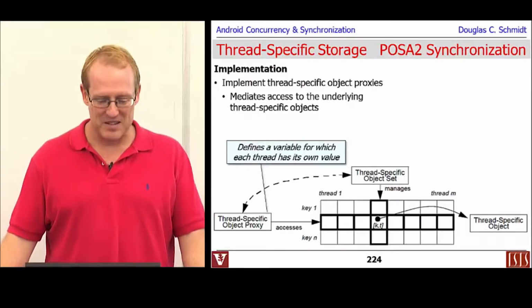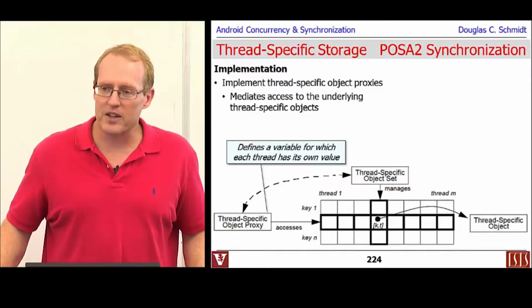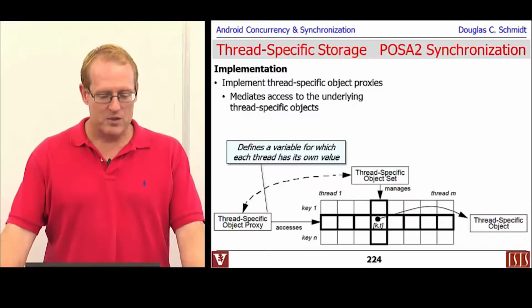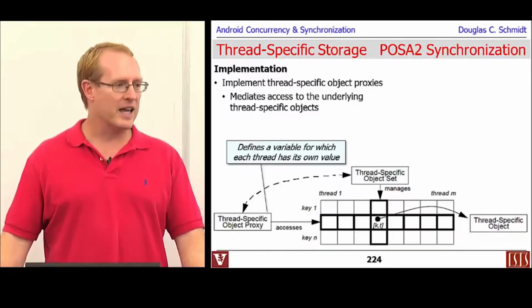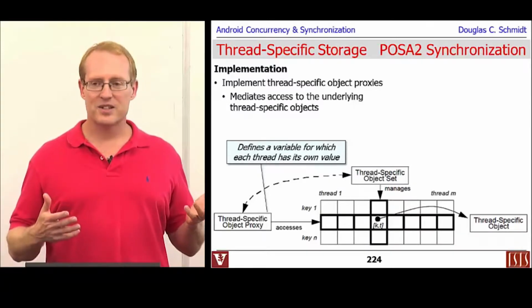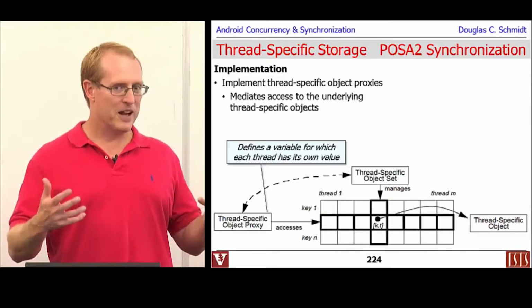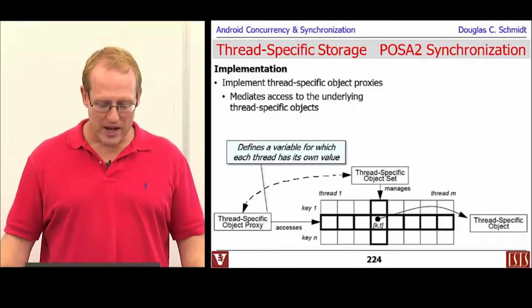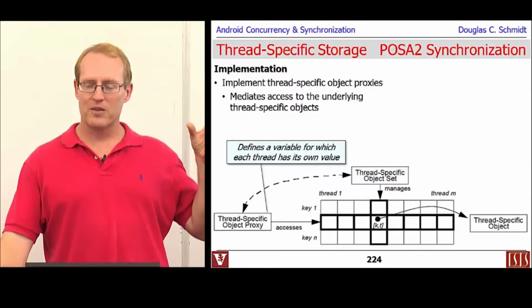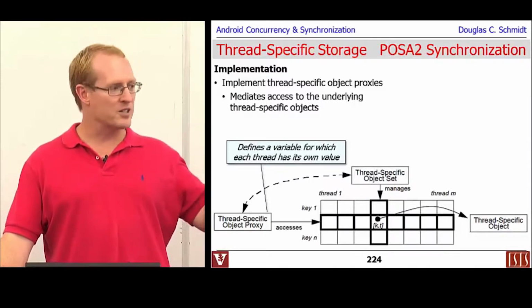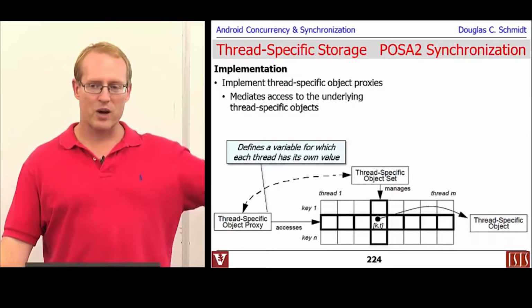What's the technique? So there's a couple things you got to think about. First thing you got to do is implement some kind of thread-specific object proxy. And this is the guy that mediates the access to the underlying framework that keeps track of all these moving parts. Essentially what you're doing is defining an interface for a variable. It looks just like a regular variable object, but each instance of it is stored in a thread-specific way.